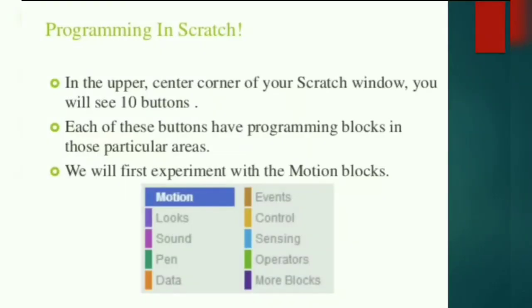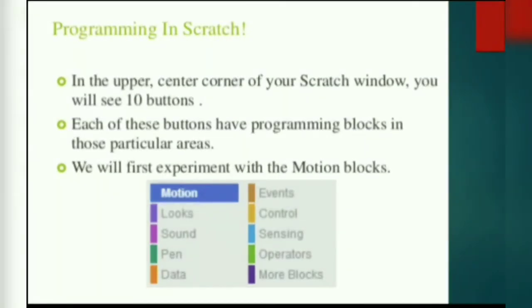So students, in the upper center corner of your Scratch window, in the block palettes, you will see 10 or 8 buttons. In the old version of Scratch, you can see 8 buttons, and in Scratch 2.0 and 3.0 you can see 10 buttons. Each of these buttons has programming blocks in those particular areas. So let us learn about some important blocks of Scratch.